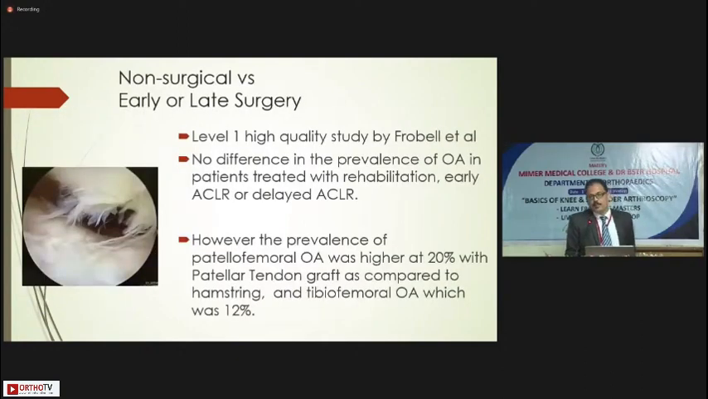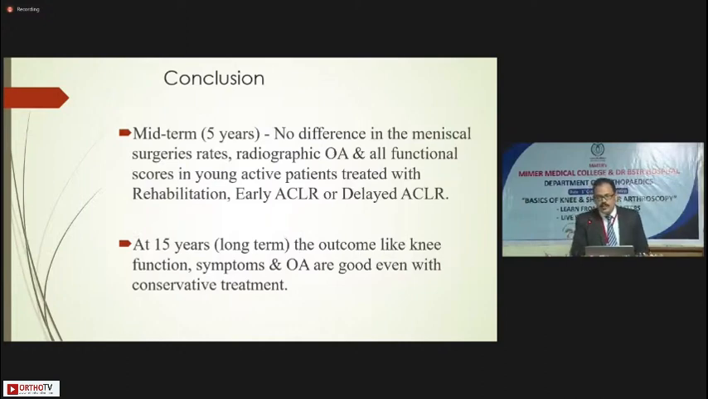But then there is another paper which is contradictory to this, but this is a level 1 paper, very high quality, and they suggest that there is no difference in prevalence of OA in patients treated with rehabilitation, whether it is early ACLR or delayed ACLR. However, the prevalence of patellofemoral OA was higher in their series, especially with patellar tendon graft. Now, the conclusion is at mid-term 5 years, no difference in meniscal surgery rates, radiographic OA, or functional scores in young active patients treated with early rehabilitation, early ACLR, or delayed. So all of these showed no difference.